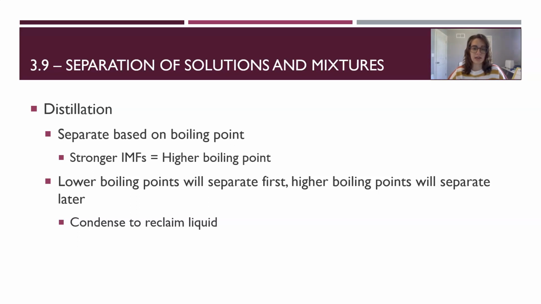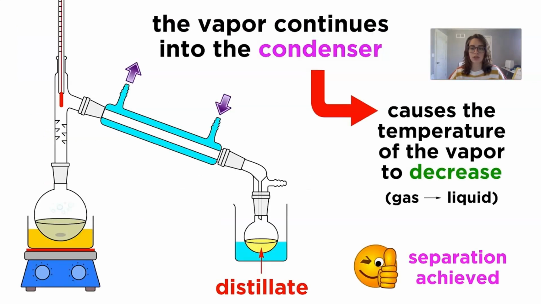If you condense off the side of a distillation column, the first thing that's going to condense are the things that have lower boiling points because they didn't require as much energy to evaporate. And then as you continue the distillation, as you continue to heat your mixture, the things that have a higher boiling point are going to evaporate later. So there are 2 different setups for distillation that we can look at. This is a common one that you'll see in a chemistry lab.